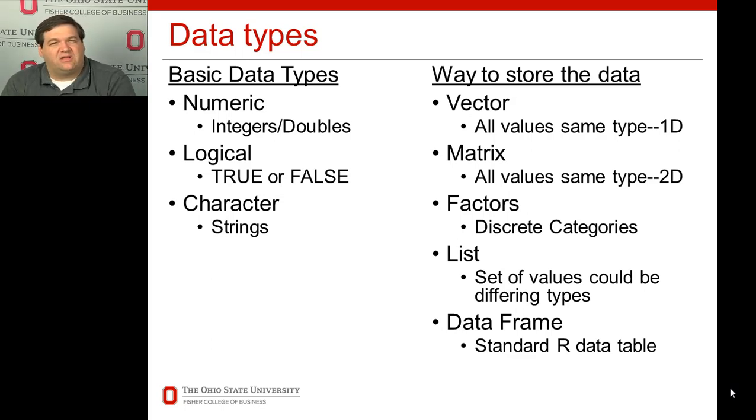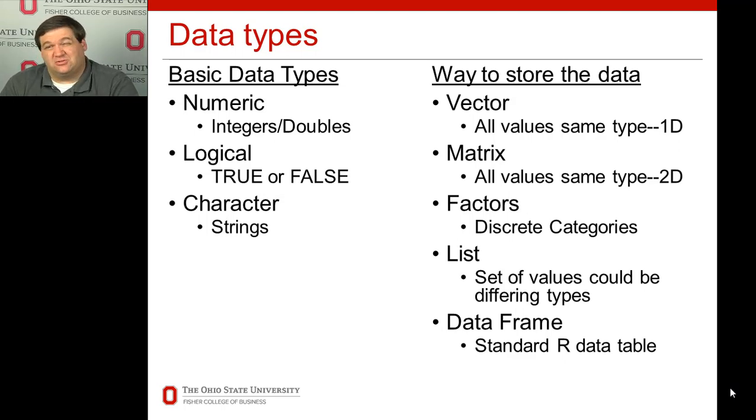So we need to be very clear on what the type of the data is. There is actually a function in R called typeof, and you ask for the variable, and it'll tell you what the computer thinks the type is.